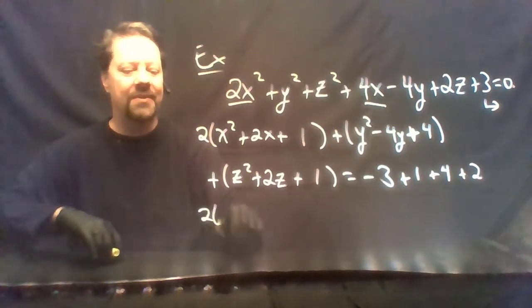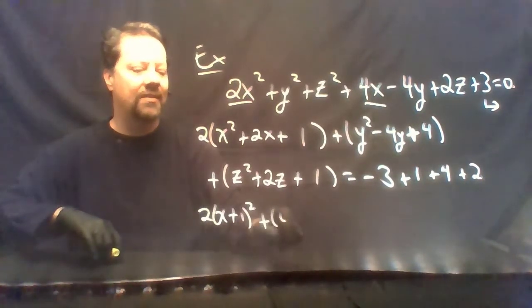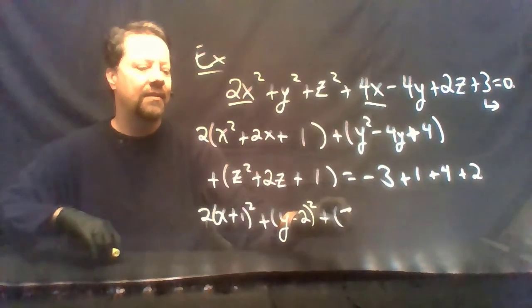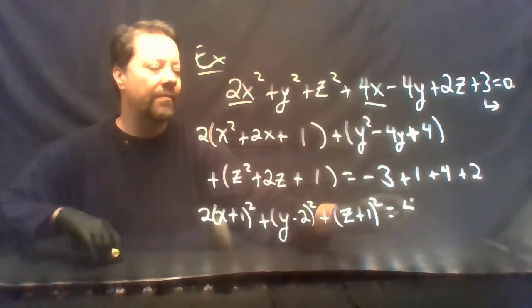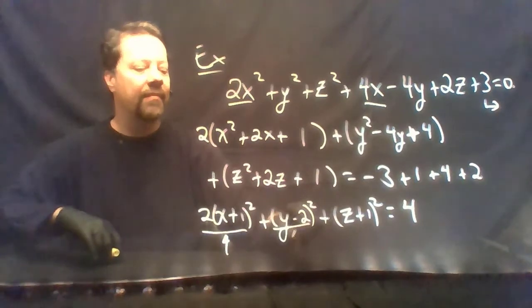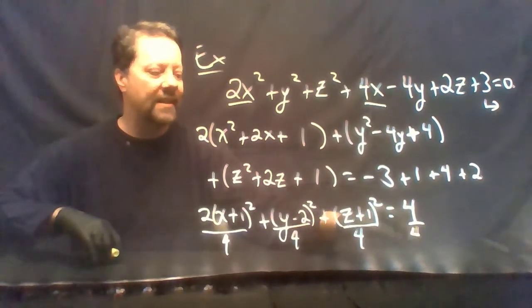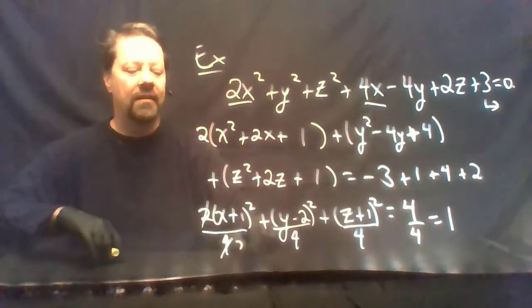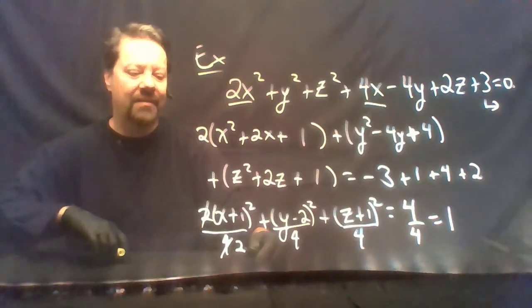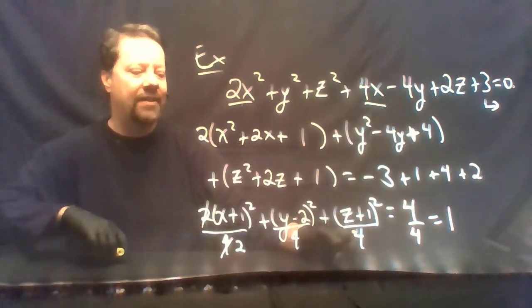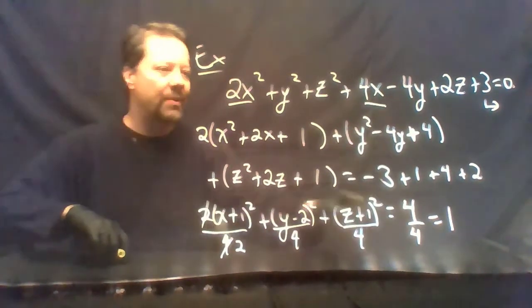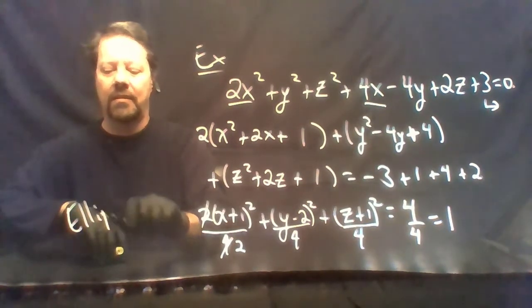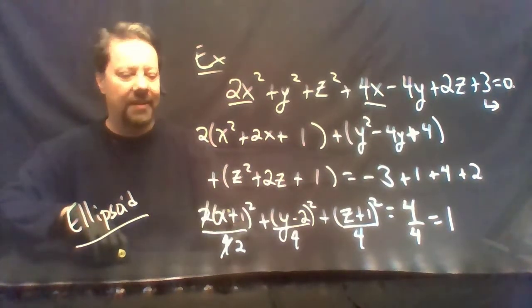So that gives us 2 times x plus 1 quantity squared plus y minus 2 quantity squared plus z plus 1 quantity squared equals 4, 5, 6, 7 minus 3 is 4. If you divide everything in sight by 4, you will in fact get the 1 on the right hand side that we're looking for. It opens out square root of 2 in the x direction, plus or minus 2 in the y, and 2 in the z. With the center of the ellipsoid, definitely an ellipsoid now, not a degenerate case, the center of the ellipsoid will be at -1, 2, -1.